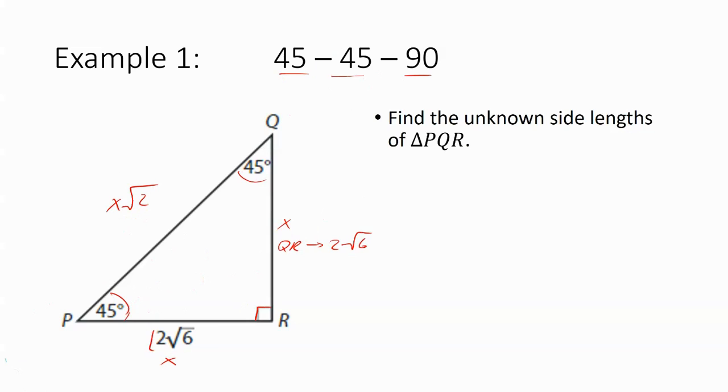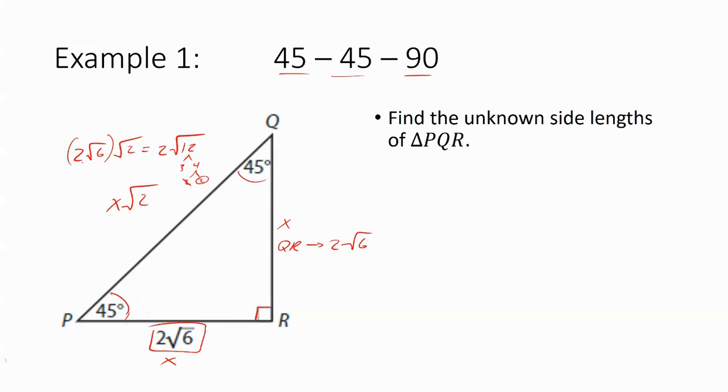Well, x was actually given to us. They gave us one of the side lengths, so we're going to plug it in. 2 square root of 6 times that square root of 2. And when you multiply these together, you get 2 square root of 12. We can actually reduce, because 12 is 3 times 4, and 4 is a perfect square number. So when you square root 4, out comes a 2. So all you have left is 2 square root of 3.